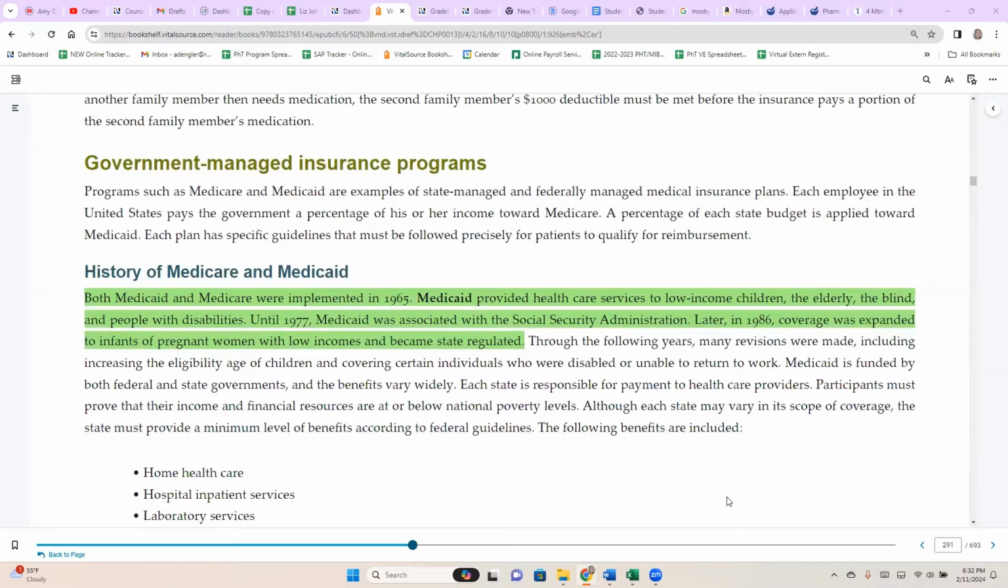Medicaid provided health care services to low income children, the elderly, the blind, and people with disabilities. Until 1977, Medicaid was associated with the Social Security Administration. Later in 1986, coverage was expanded to infants of pregnant women with low incomes and became state regulated.